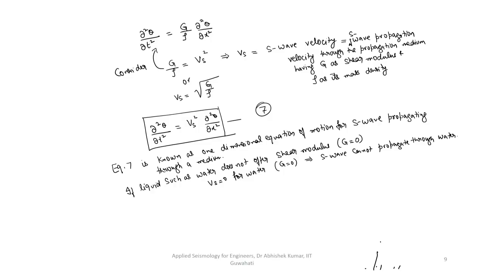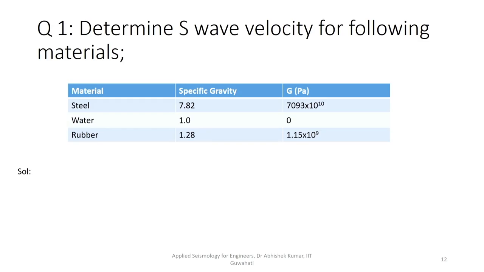Now, let us solve one numerical over here. This is typically the value of shear velocity that is required to be calculated. The value of G as well as the specific gravity is given. The materials I have used are the same as those used for the primary wave velocity determination. So, let us solve this and determine the shear wave velocity. First one is for steel: Vs for steel will equal the square root of G of steel over ρ of steel.